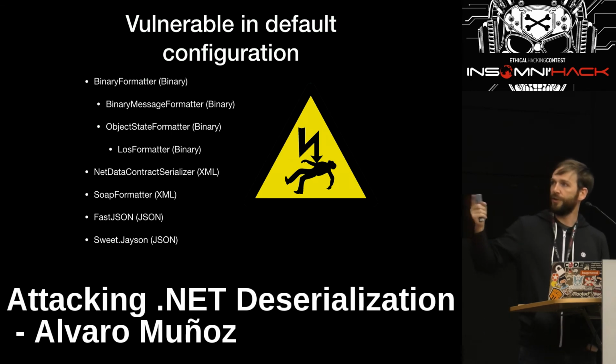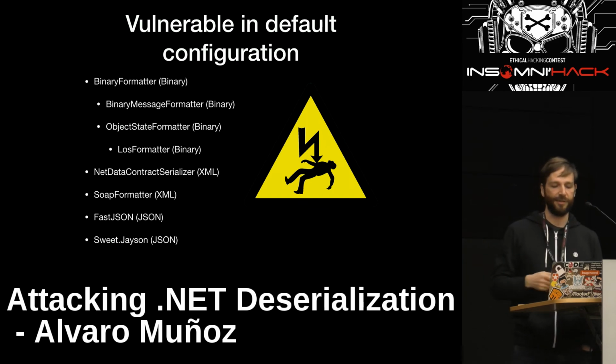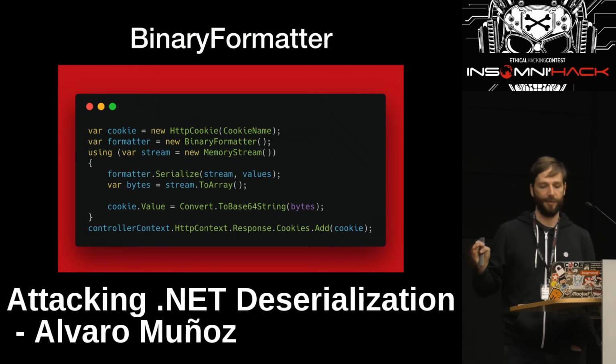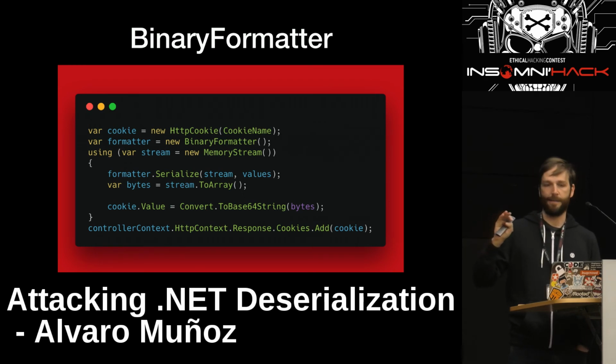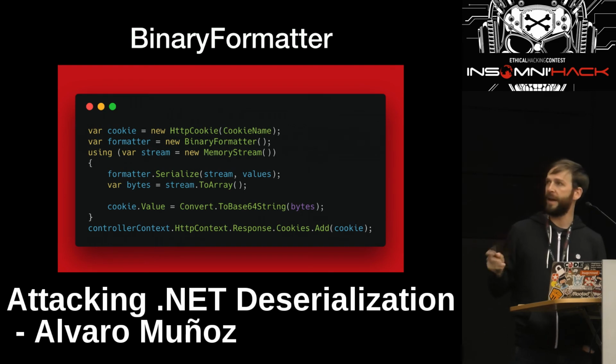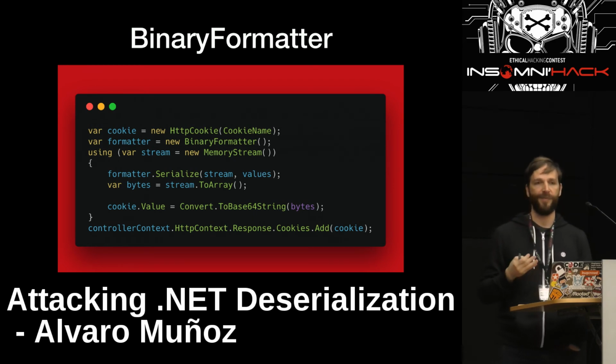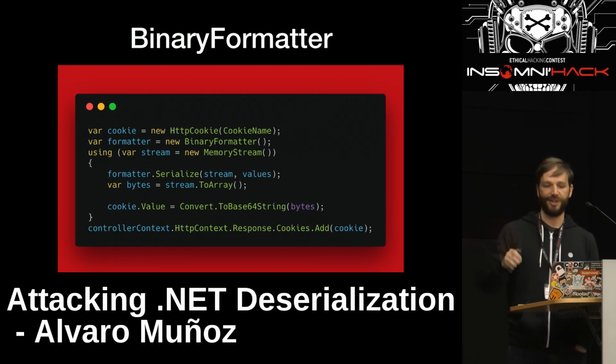James already told us about NetDataContractSerializer, but also SoapFormatter using web services, and the FastJSON and JSON.Net third-party libraries. They are also vulnerable in their default configuration. So this is what I think is the most popular and used vulnerable pattern in .NET. That is basically take some objects, serialize them using BinaryFormatter, base64 encode that, and put that into a cookie, right? That means that when the cookie gets back to the server, the application is going to deserialize that data, and there is no HMAC here. There is nothing that prevents the attacker from modifying that and injecting the payload.